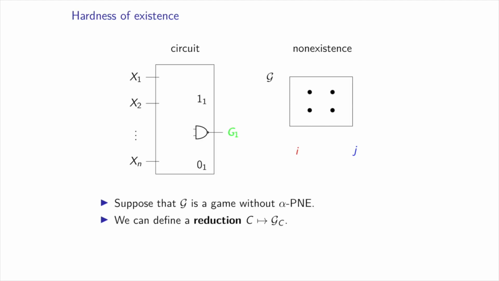We can combine both of the ingredients which we saw to get a hardness result. So suppose on the right we have a game G that does not have an alpha approximate equilibrium. Then, given a circuit, we can define a congestion game as follows. We merge the circuit game, which we saw in the previous part, with a non-existence game. The player corresponding to the output of the circuit will still have 2 strategies. The 0 strategy remains unchanged, but now the 1 strategy is changed. He would play not just the 1 resource of that gate, but also all the resources on the non-existence game.